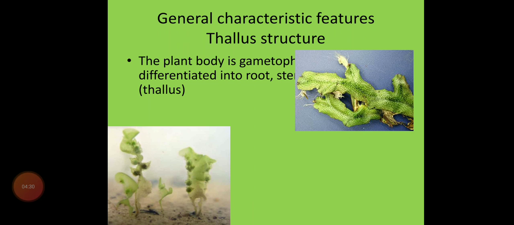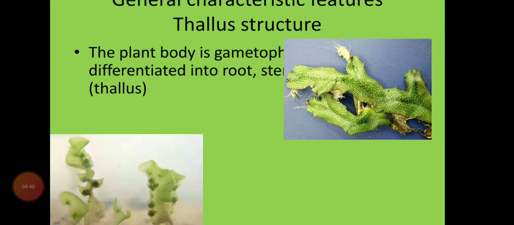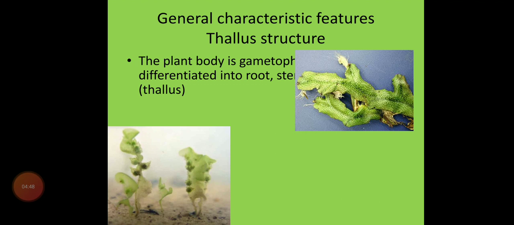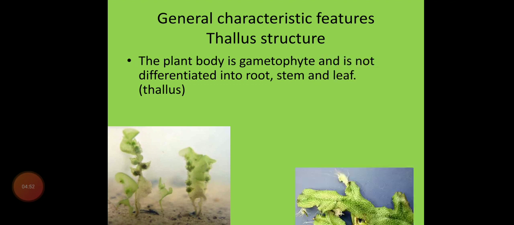This gametophyte, I already told, is differentiated into root, stem and leaf. The root-like structure is also known as the rhizoids. See the picture, this is a bryophyte. They have the root-like structure, stem-like structure and leaf-like structure. That's why it's the first primitive land plants, but it's not successful on land.